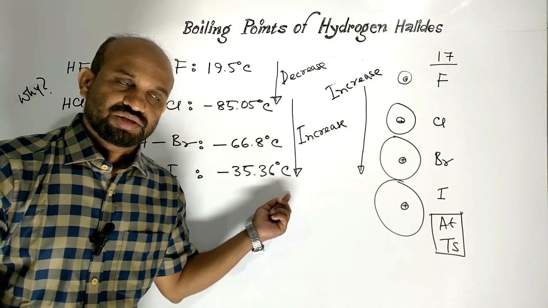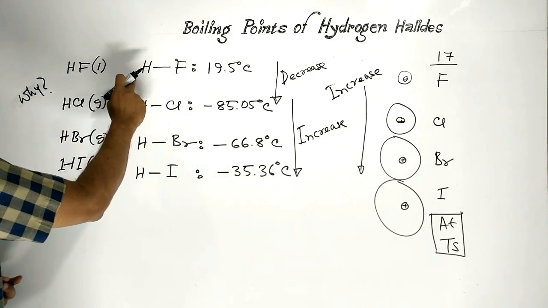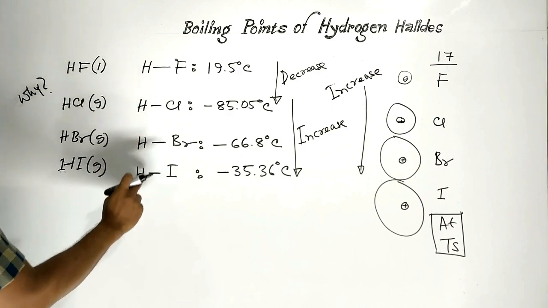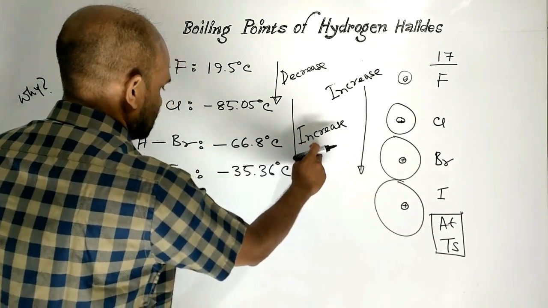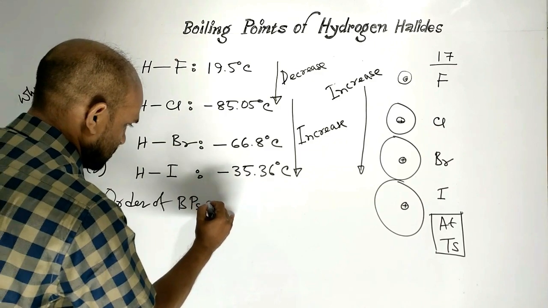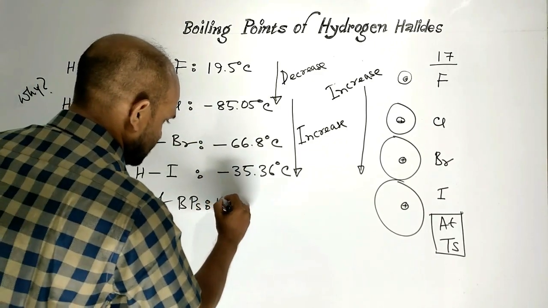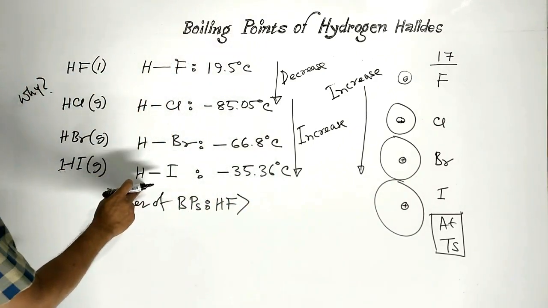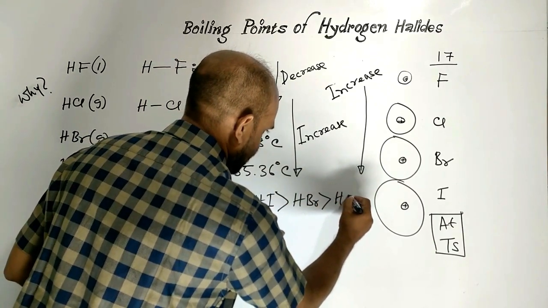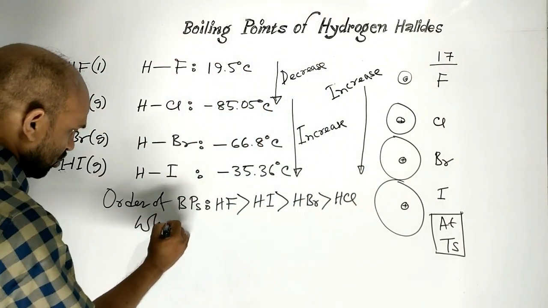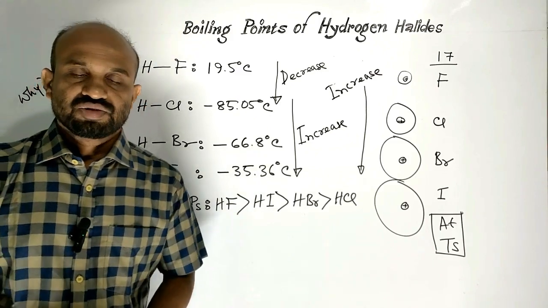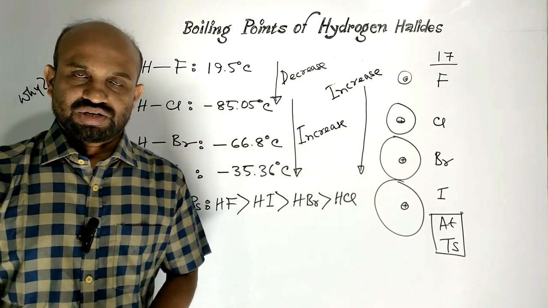Unusual trend in the boiling points of hydrogen halides. From hydrogen fluoride to hydrogen chloride, it decreases, and from hydrogen chloride to hydrogen iodide, it increases. That is, order of boiling points is firstly hydrogen fluoride, then unusually hydrogen iodide comes. After that, hydrogen bromide, and finally hydrogen chloride. Why this unusual trend in the boiling points of hydrogen halides? This is what we are going to learn today. So let's go to the detail.